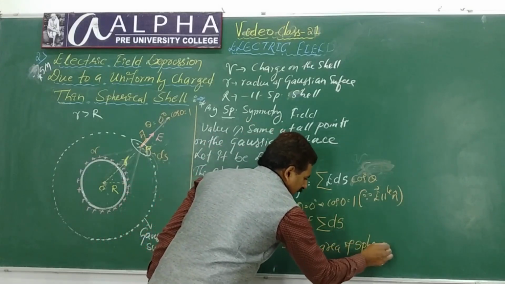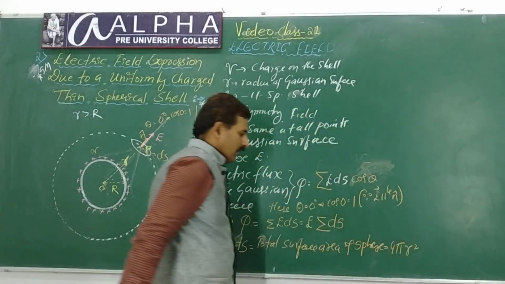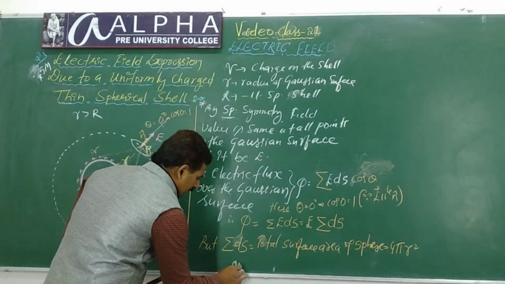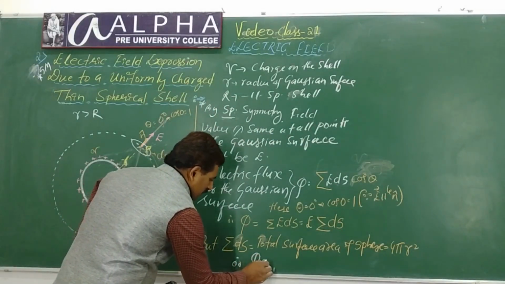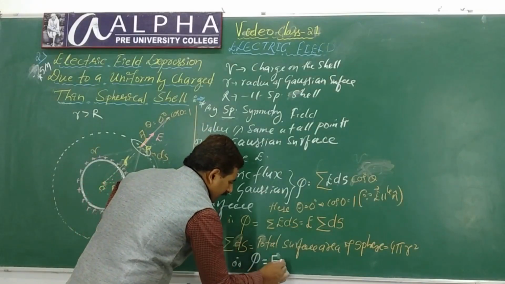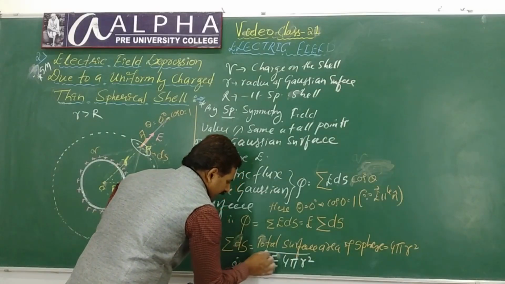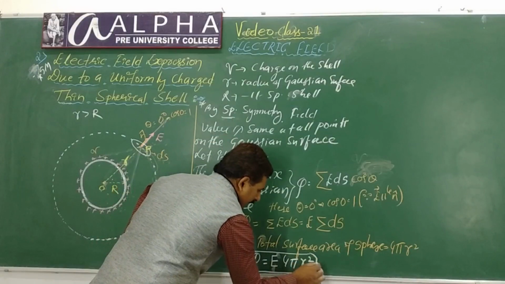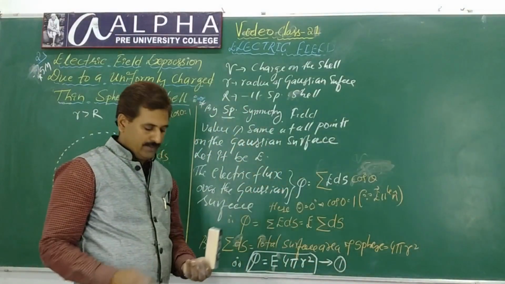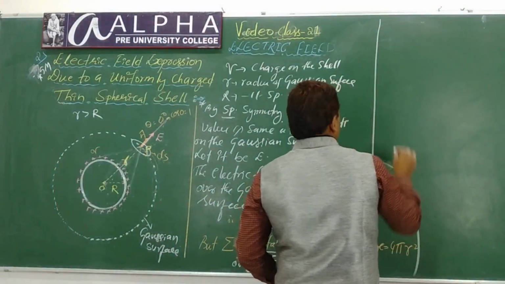Total surface area of sphere, which is equal to 4 pi r square. You learned in high school, 4 pi r square. Therefore, students, the total electric flux phi equals summation electric field E into summation area, which is 4 pi r square. So, this is the electric flux expression. Let us name this equation for flux 1. Very simple. Now use Gauss theorem. By Gauss theorem, very simple. Just you are 2 steps away.